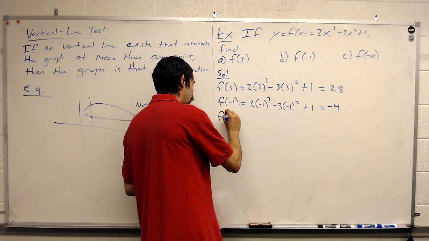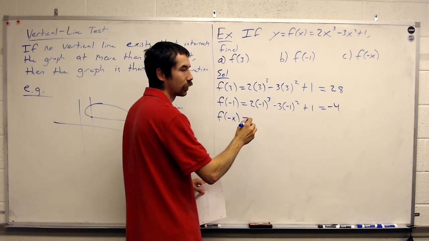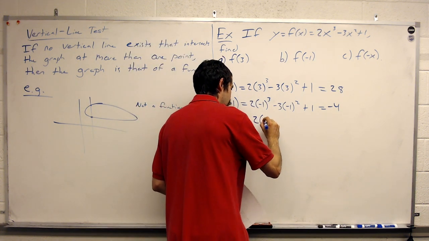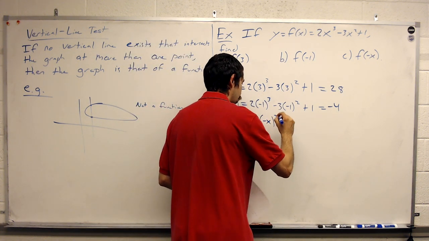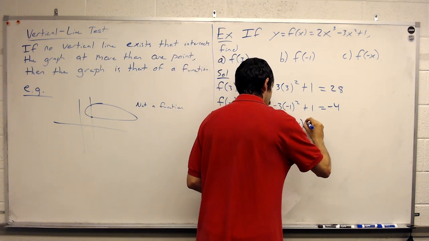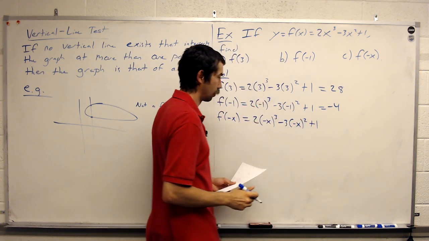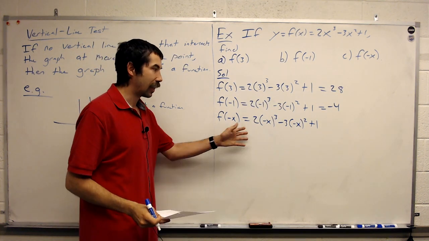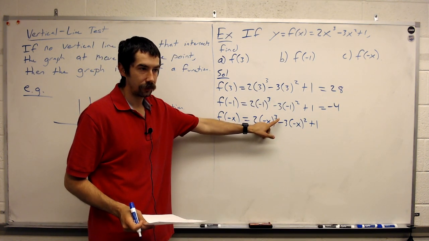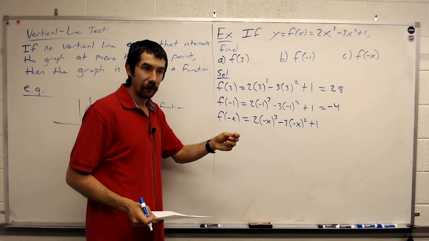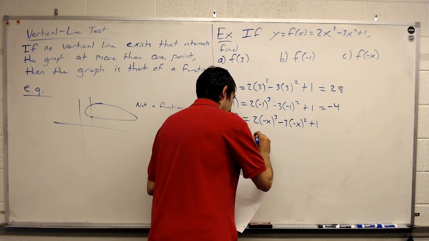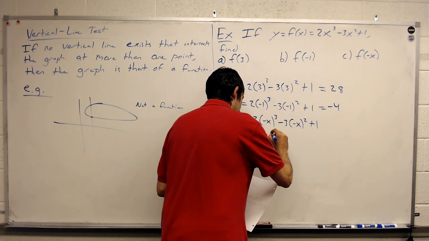So f of negative x, wherever we see an x, we replace it with negative x. 2, negative x to the third, minus 3, negative x squared plus 1. All right, and now let's clean this up a little bit. Negative x to the third. A negative raised to an odd power is still going to be negative. So this is negative 2x to the third.